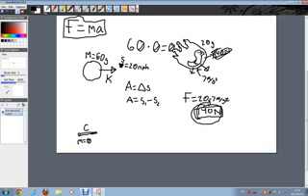Yeah, so M is equal to 0. A is equal to 0. If F is equal to MA, M equals 0, 0 times 0 equals 0. So, yeah.